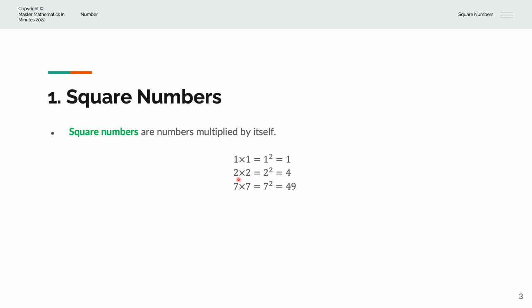Secondly, we have the number 2. To square that, we'll multiply by itself, which is the number 2. And that is 2 to the power of 2, or 2 squared, and that is equal to 4.